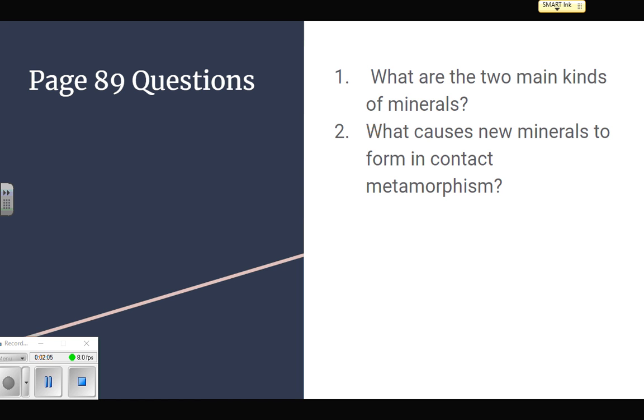Question number 1. What are the 2 main kinds of minerals? Answer. Native elements and compounds.